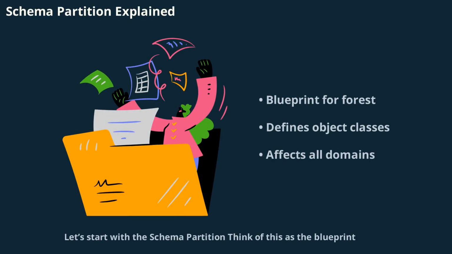Think of this as the blueprint for your entire Active Directory forest. It contains definitions for every object class such as users, computers, and groups, as well as the attributes those objects can have. For example, the schema defines that a user object can have attributes like phone number, email, and department. Any changes to the schema affect the entire forest, making this partition critical for consistency and interoperability across domains.